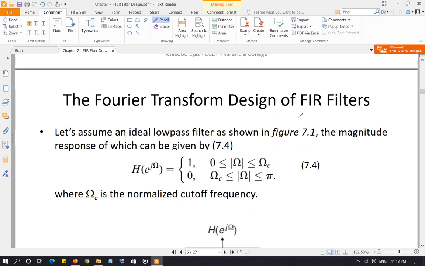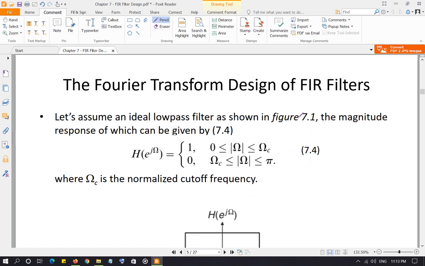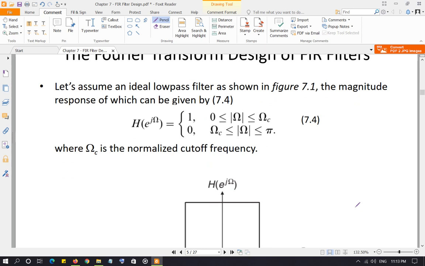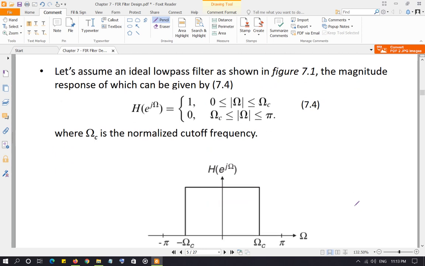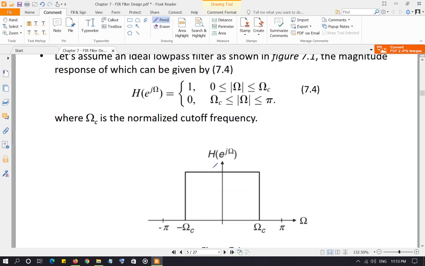Okay, so let's look at how to design the FIR filter using Fourier transform design. So we are going to start with an ideal low pass filter. So this is an ideal low pass filter. Of course, don't look at the negative frequency, look at the positive frequency. This filter has the magnitude of 1, they're not showing it, but this is 1 over here, and the normalized cutoff frequency is omega c. And of course, on the negative frequency side, you can see negative omega c.